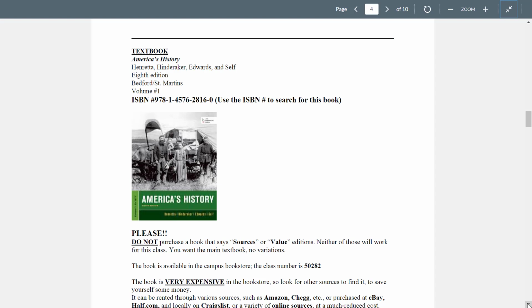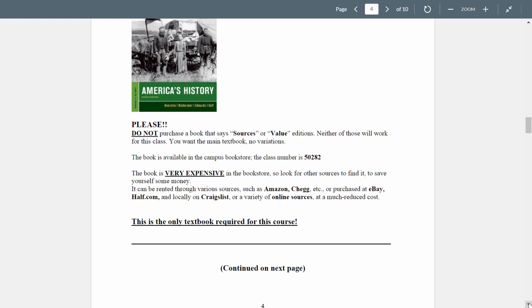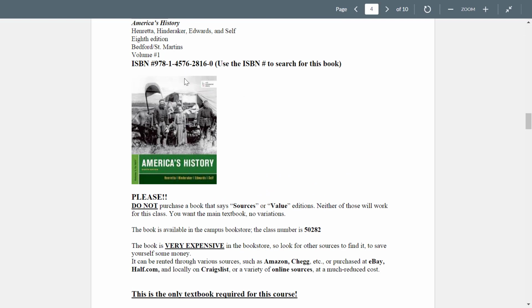What I would suggest you do, of course, it's available in the library, but the library is very expensive. What I would suggest you do is copy that number right there. Just copy that and Google that, and you'll come up with all different types of places to find this book. Please be certain that you don't buy a book that says sources or value on it. It'll say it right there, like a little inset box, or sometimes it's at the top of the book. Make sure that it doesn't say sources or value anywhere. That's the wrong book. Even though this ISBN will take you there, it's the wrong book. You want the main textbook, okay?